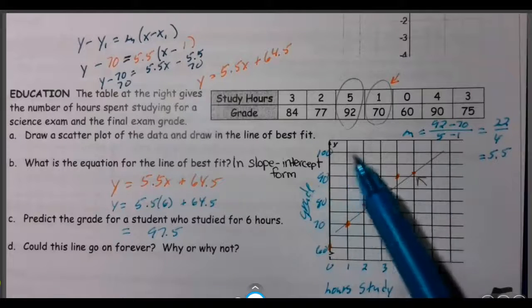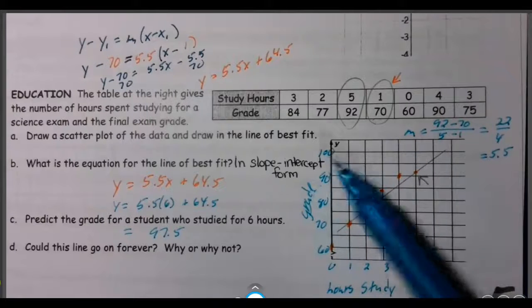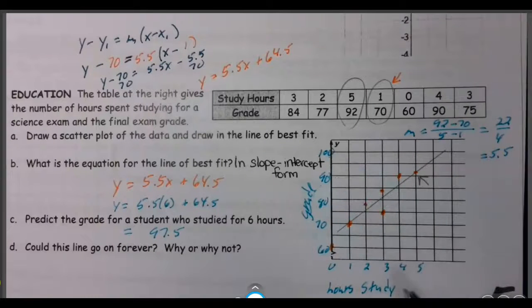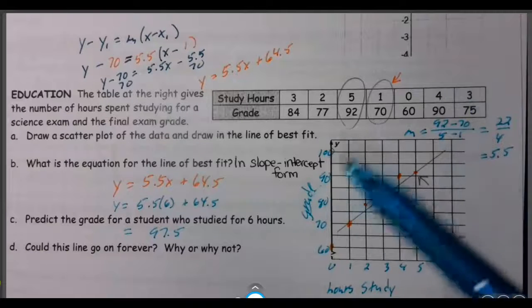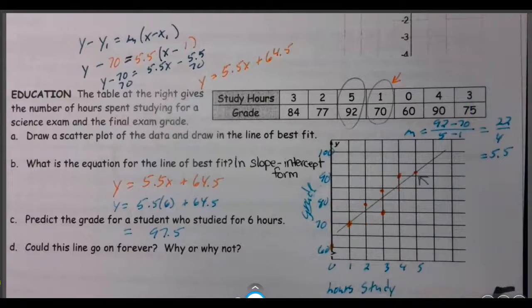Could this line go on forever? Not unless you had a test that went on forever and ever in points. Okay, so your test couldn't go on forever and ever and ever. You also can't study more than 24 hours. So that would also be a limit, and your test. So yes, there's all kinds of boundaries on this one.